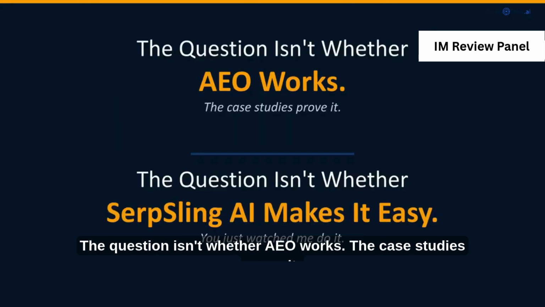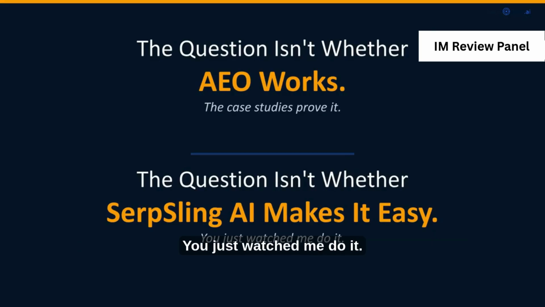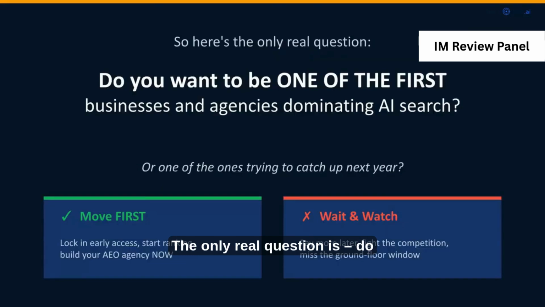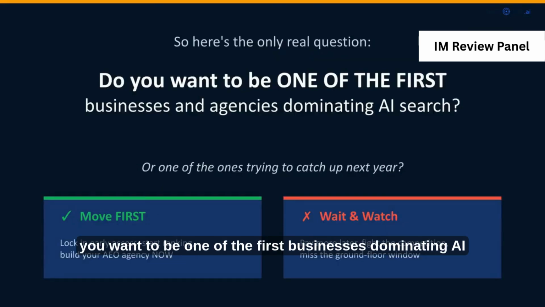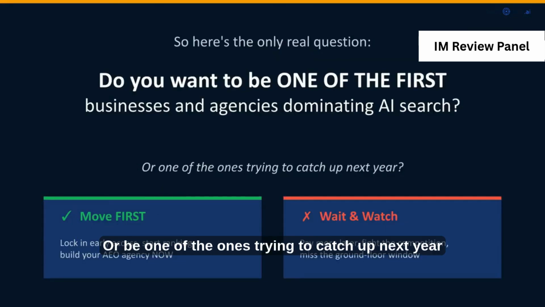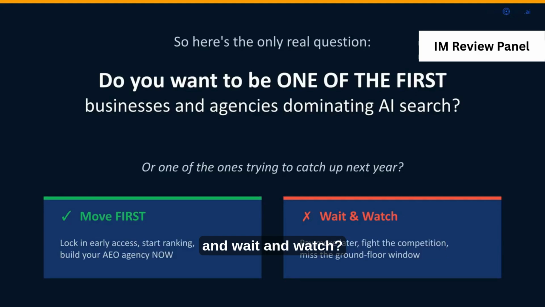The question isn't whether AEO works. The case studies prove it. The question isn't whether SerpSling AI makes it easy. You just watched me do it. The only real question is, Do you want to be one of the first businesses dominating AI search and move first? Or be one of the ones trying to catch up next year and wait and watch?